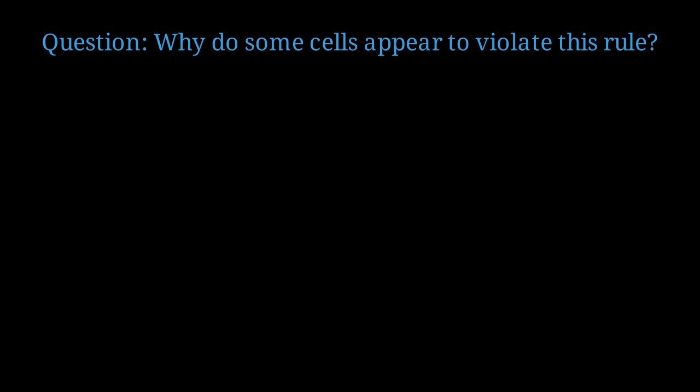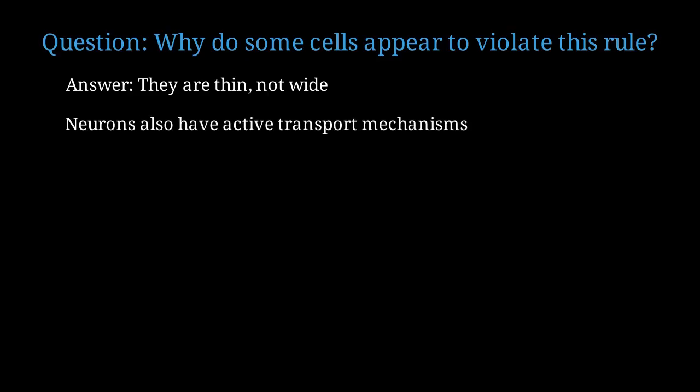You might ask, what about really long cells like neurons or muscle fibers? They can be meters long. How do they get around this constraint? The answer is, they remain thin. A neuron might be a meter long, but its axon is only a few micrometers in diameter. The critical dimension for diffusion is the radius, not the length. Additionally, neurons and other long cells have evolved active transport mechanisms. They use molecular motors to shuttle materials along their length, rather than relying on diffusion alone.